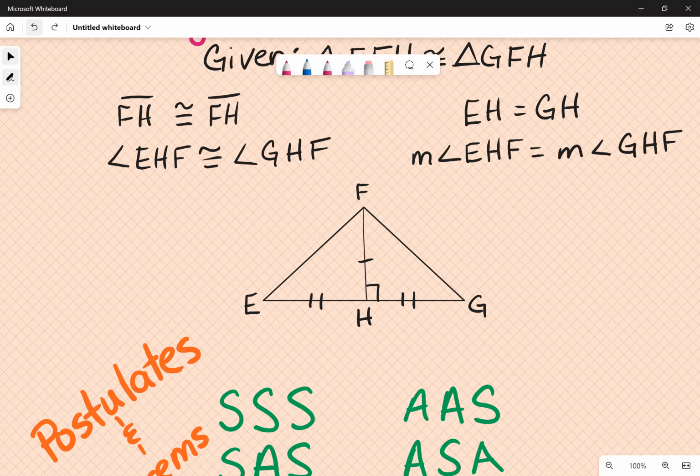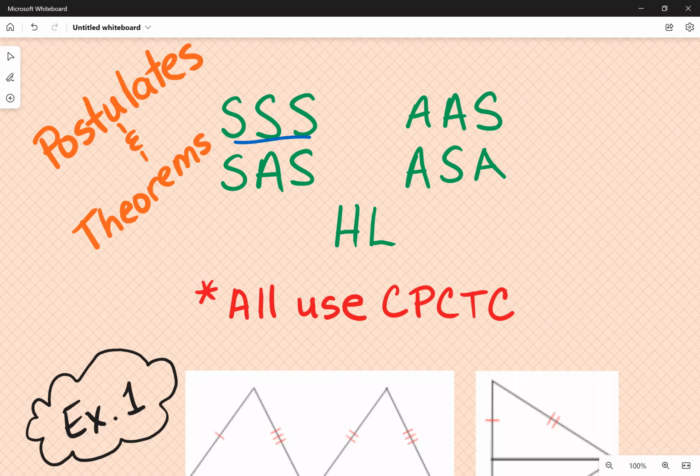Postulates and theorems. The ones that we're going to talk about are side, side, side, abbreviated SSS, side, angle, side, angle, angle, side, and angle, side, angle. We also have one known as hypotenuse leg. All of these are going to use what's known as CPCTC. What does that mean? That means corresponding parts of congruent triangles are congruent. You're going to need to know that when it's time to write your proofs.